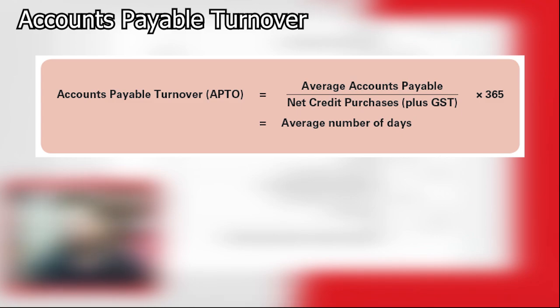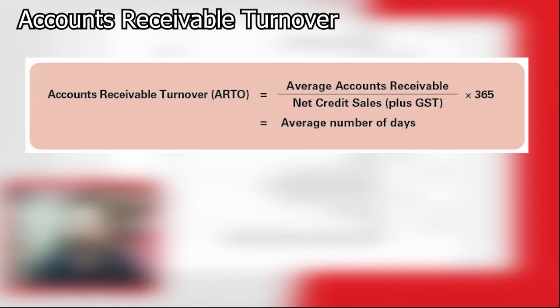Likewise, for accounts receivable turnover, it will be average accounts receivable, so start plus end over 2, divided by your net credit sales, again, sales minus sales returns on credit, and you add the GST in here, and you times by 365. That gives you your accounts receivable turnover. Now, why do we want these numbers?